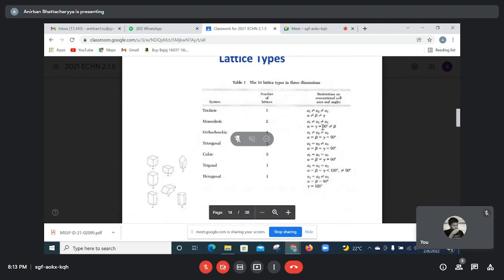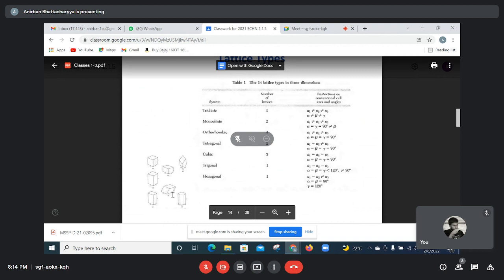Okay. So here you go. a, b, c are the same. Let's look at cubic here. a1 is equal to a2 is equal to a3, which is the same as a, b, c, is the same. And the angles are 90. Can you see the cubic? So that is cubic. And then if the symmetry changes, then the nature of the unit cell will change.